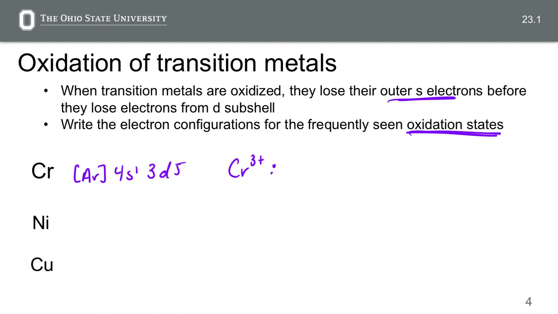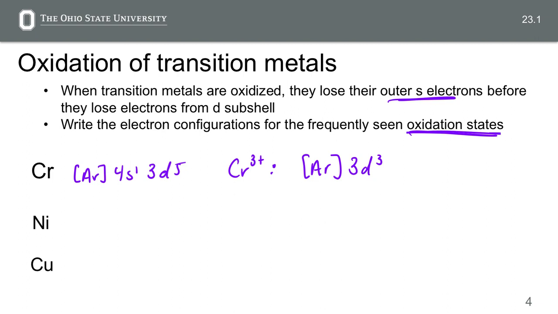And so we're going to lose the s electron first, and then that'll give us 1, and then we're going to need to lose 2 more. So we're going to have argon in brackets, 3d3. Make sense?